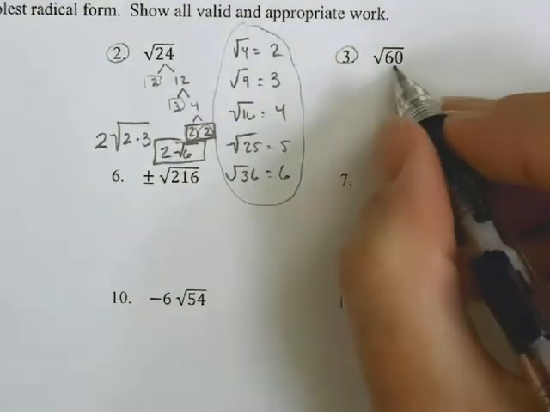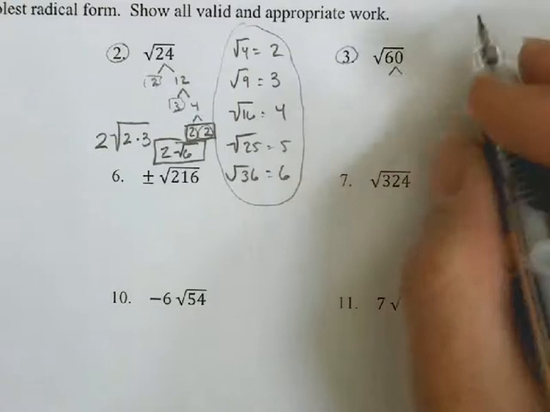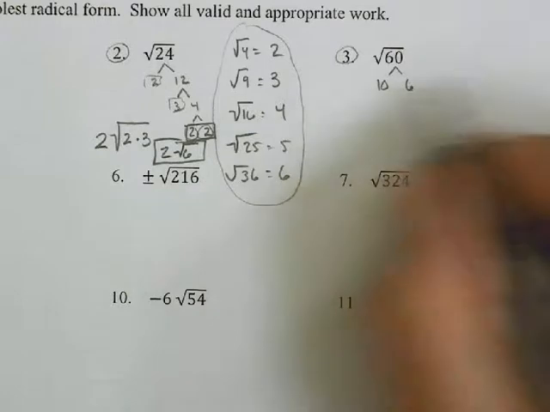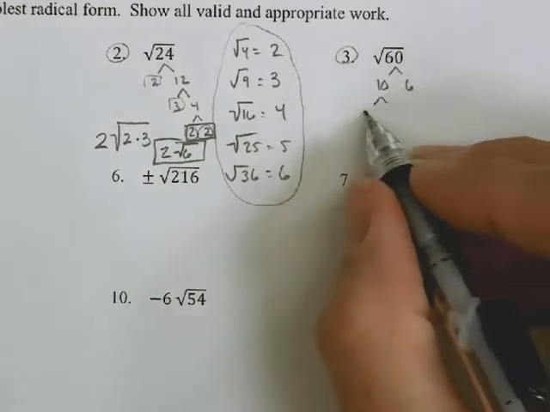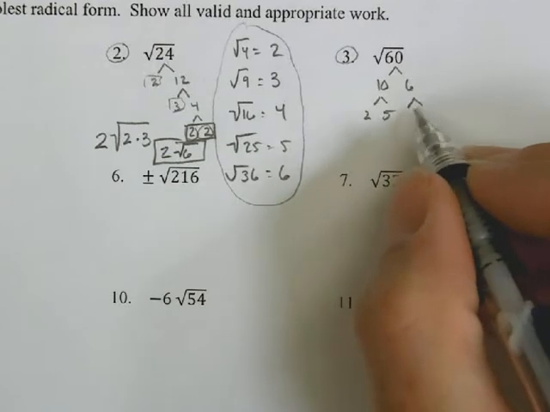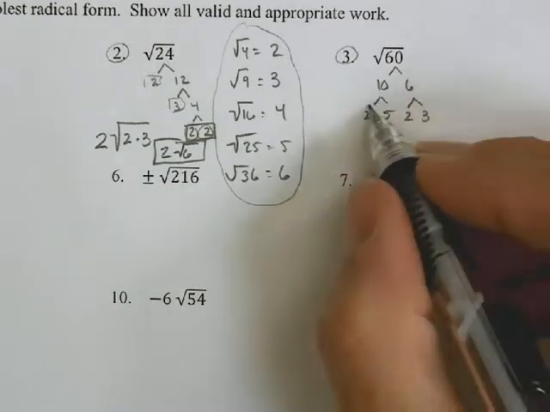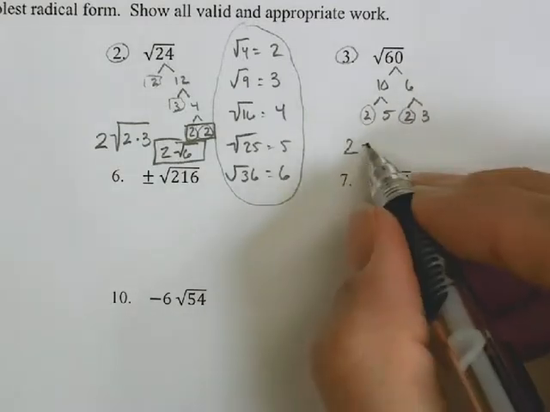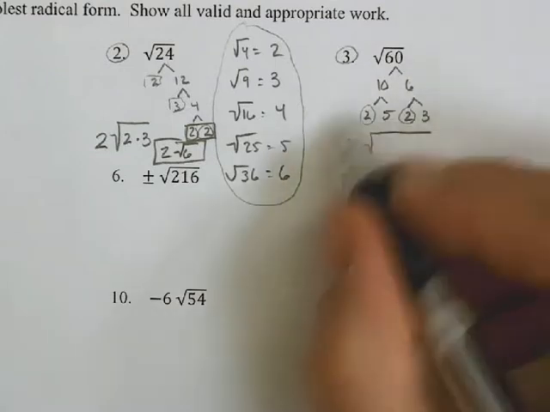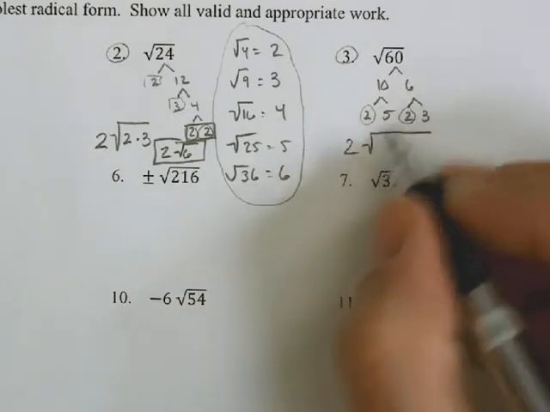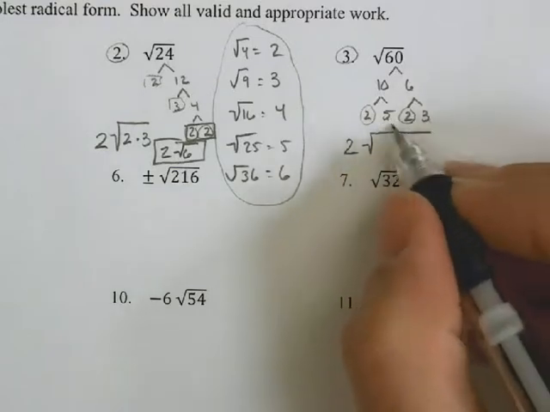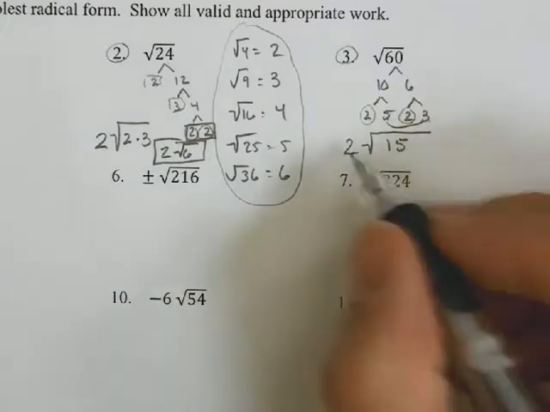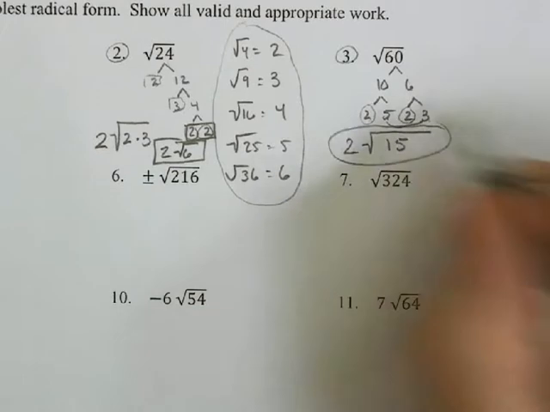Take a look at number 3 real quick. I do the same process here. 60, I could break that apart into a 10 and a 6 because 10 times 6 is 60. I could break the 10 apart into a 2 and a 5 and the 6 apart into 2 and a 3. Again, I have 2 of the 2's in my tree, so I can put that outside the radical. Remember, even though I have 2, I'm only putting 1 out there. What do I have left inside? I have 5 times 3, which is 15, under the radical. So I have 2 root 15 for my solution here.